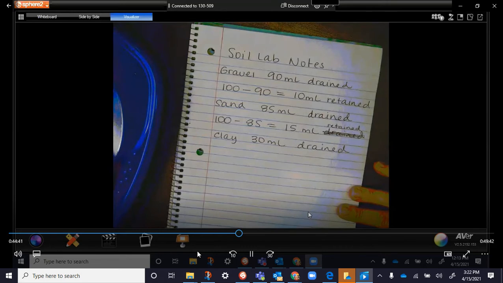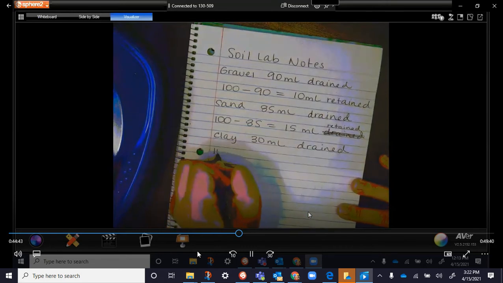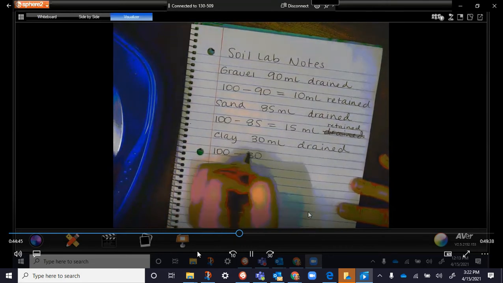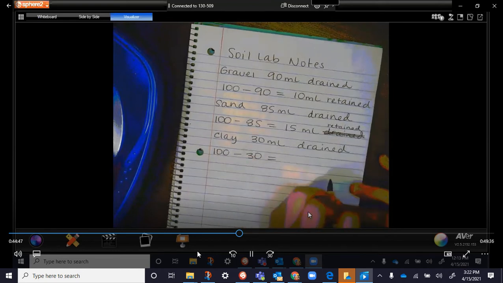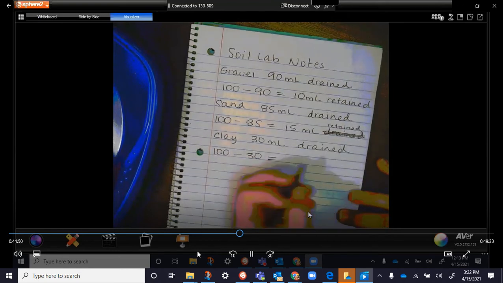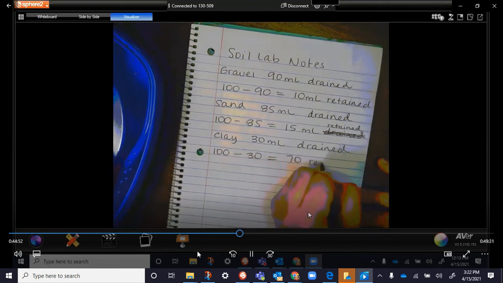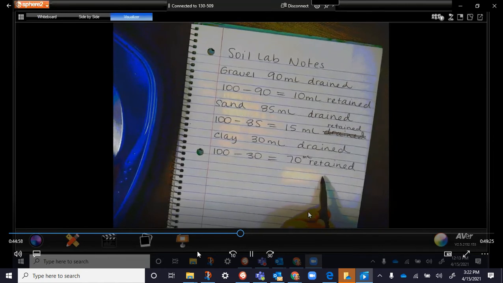Do 100 minus 30. Okay, so we're taking what we started with minus what drained, and what we're left with would be what? 70 milliliters retained. All right, 70 milliliters retained. So that means almost all of that water the soil held on to.